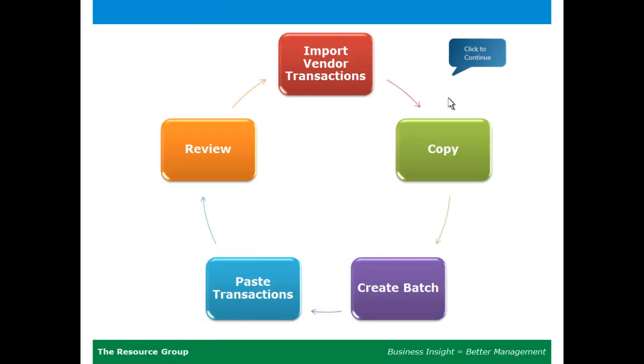Starting from the top of this graphic, we will start with a spreadsheet of vendor payables transactions. Next, we will simply highlight those transactions and click Ctrl-C to copy them. We will then create a new accounts payable batch in Dynamics GP and paste the transactions into the new batch. Before posting the batch, we will have the opportunity to review the transactions.